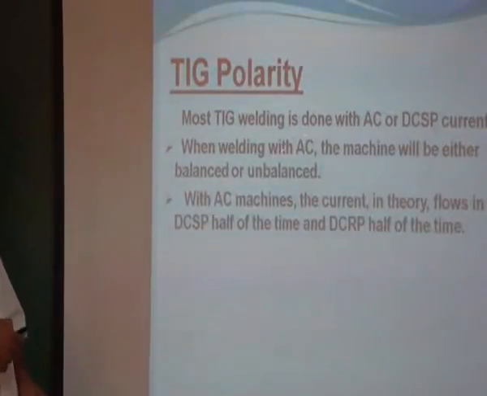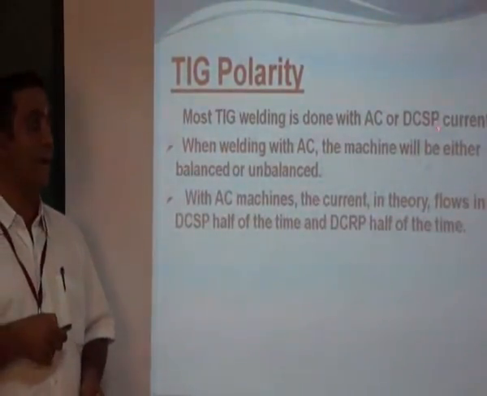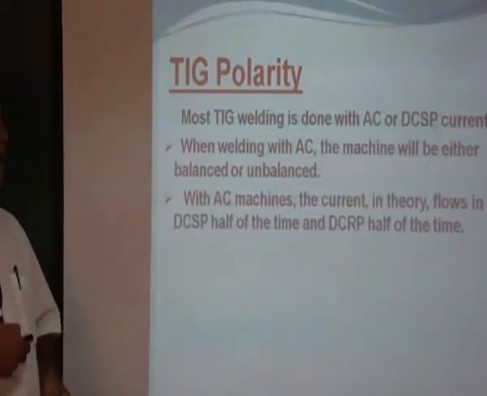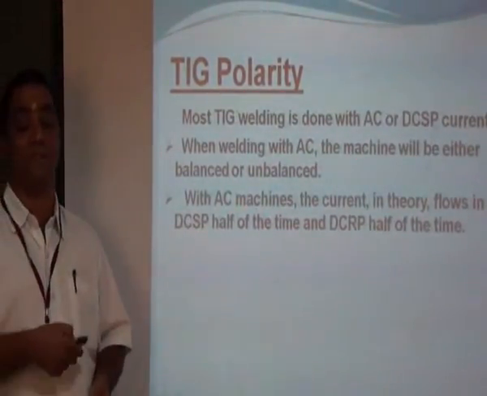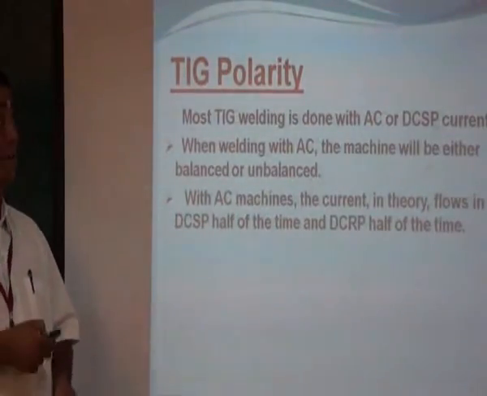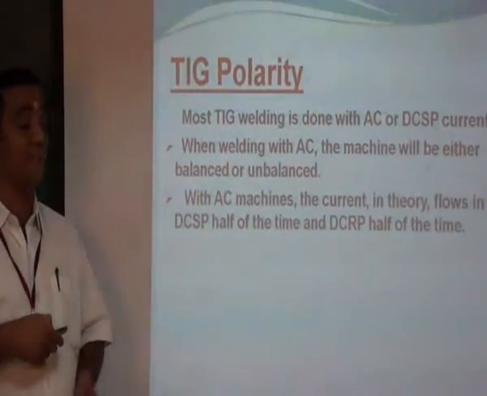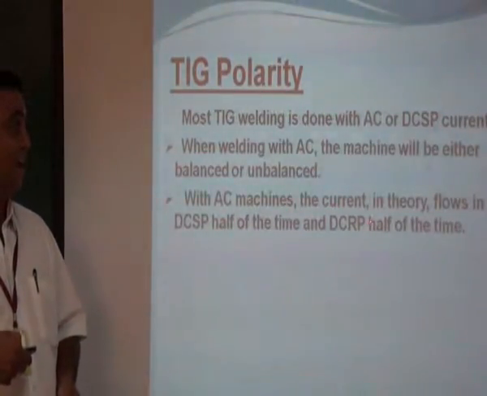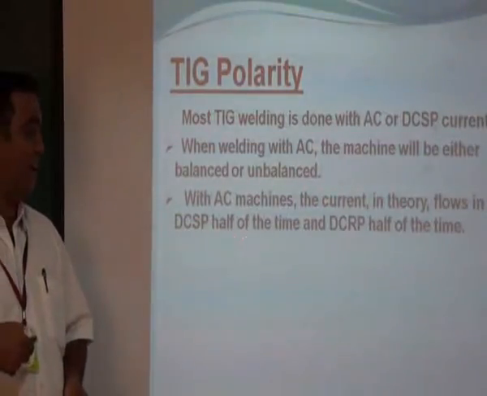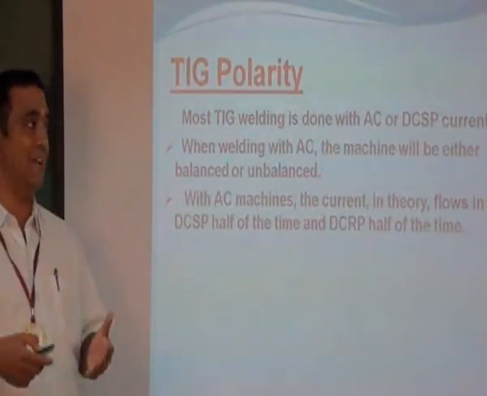Remember, most TIG welding is done with alternating current or DC straight polarity. When welding is done with AC, the machine will be either balanced or unbalanced depending upon the welding current used, because for half of the cycle it will be DC straight polarity, and for half of the cycle it will be DC reverse polarity. With AC machines, the current in theory flows as DC straight polarity for half of the cycle and DC reverse polarity for half of the cycle, as I said earlier.